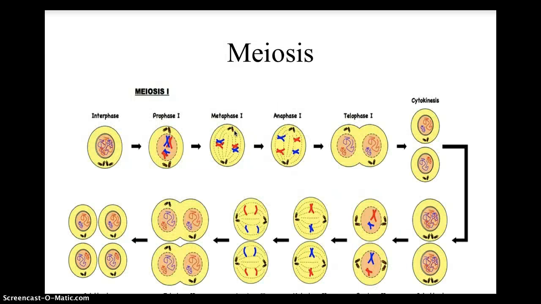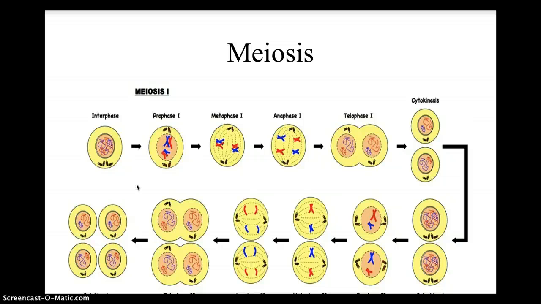Meiosis is a bit more complicated. It's actually not too bad. It just goes through two separate divisions. One is called meiosis 1, and the second one is called meiosis 2. There is only one duplicate set of DNA. It doesn't go through another replication.